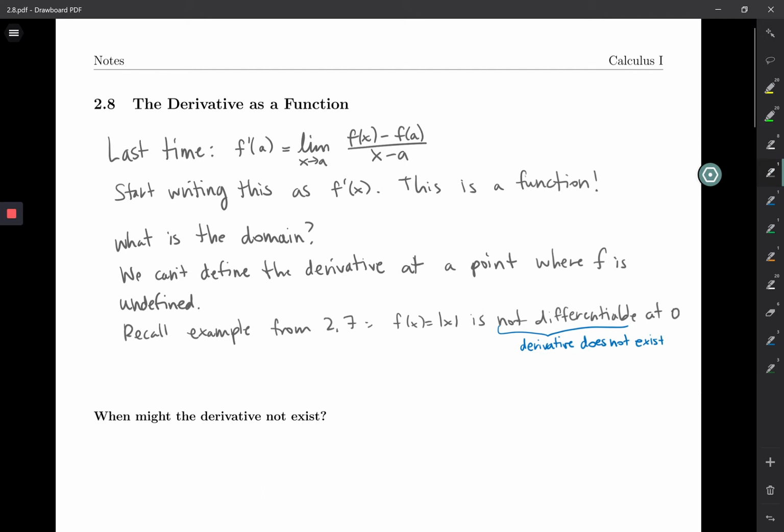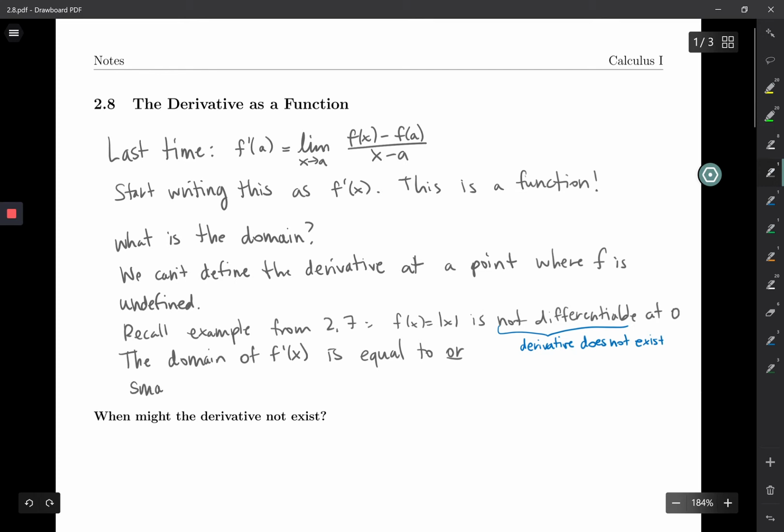So the domain of f prime of x is equal to or smaller than the domain of the function.